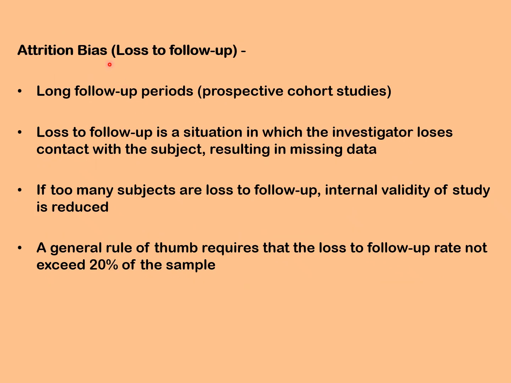So next is attrition bias, that is loss to follow-up. It happens in long follow-up periods, especially in prospective cohort studies. This occurs when the researchers lose contact with the participants, causing missing data. Too much loss weakens the study's validity, and ideally loss to follow-up should be less than 20% of participants.